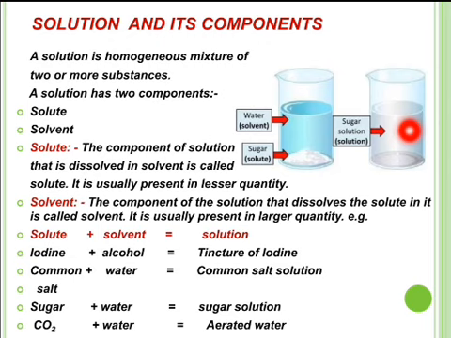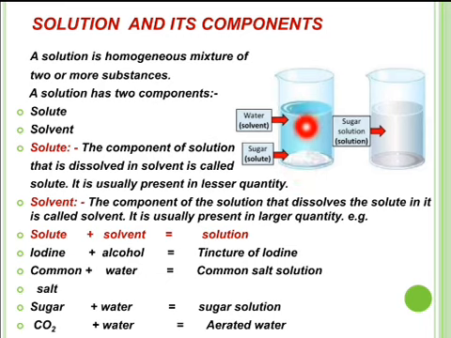So, there is no demarcation between sugar and water when the sugar solution is formed. That is why this solution is a homogeneous mixture of sugar and water. So, what is a solution? A solution is a homogeneous mixture of two or more substances. Now, a solution has two components. One is solute, the other is solvent.